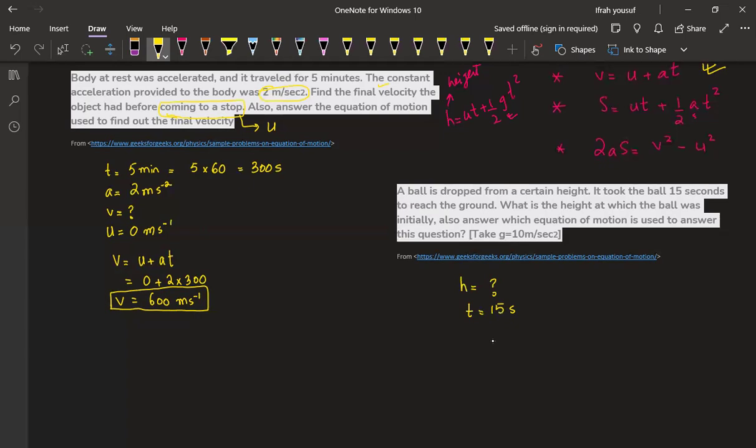So the ball was initially... Also, which equation of motion is used to answer this question? So we have to take the gravitational acceleration g, right? So that is also given in the question. And t is time, right?